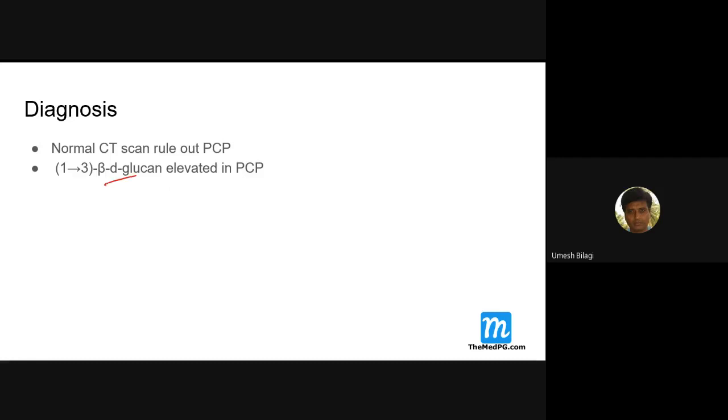Beta-glucan is also elevated. This can be used as a replacement if you don't have BAL. You ask for induced sputum and it becomes negative, and if your hospital doesn't have bronchoscopy, then you can ask for this test, which doesn't require it.